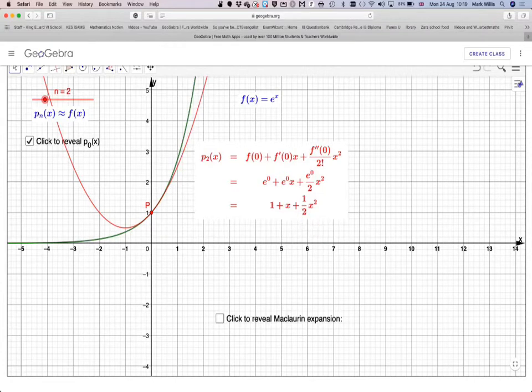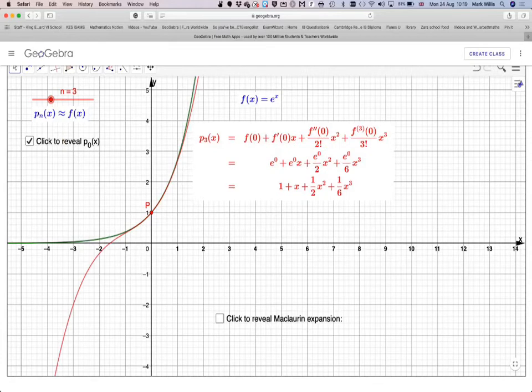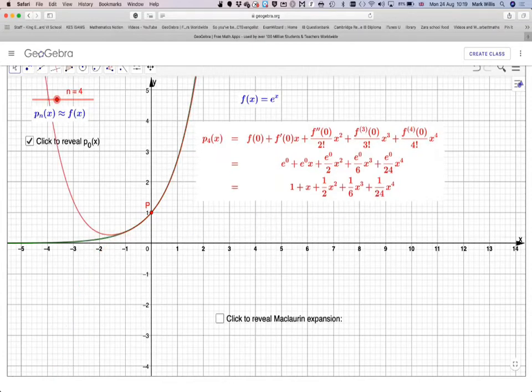Okay, and I can continue the process. So when n is 3, you can see it is looking even better now. It's much better, looks much closer. And then the extra term that I add in will be the third derivative at 0 divided by 3 factorial x cubed, which is 1/6 x cubed. So the red curve represents this. Okay, and then let's try 4. It looks even better there. Okay, so that's going to be 1 plus x plus 1/2 x squared plus 1/6 x cubed plus 1 over 24 x to the 4th.